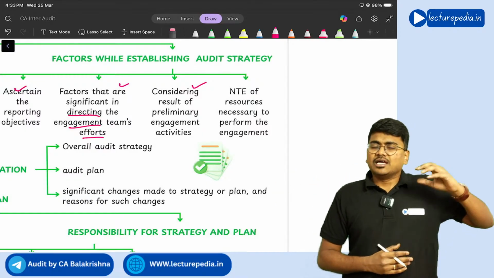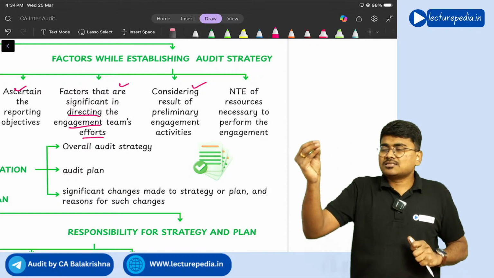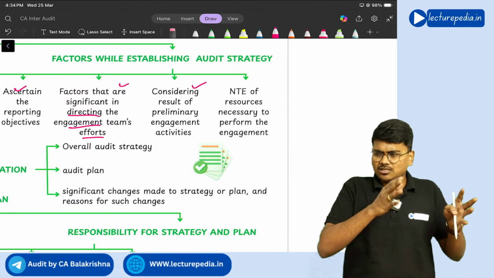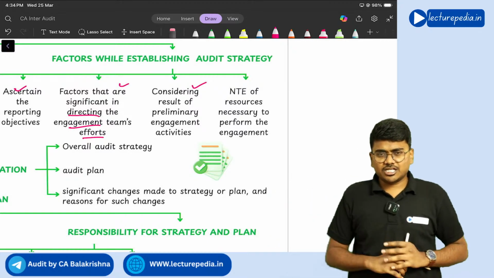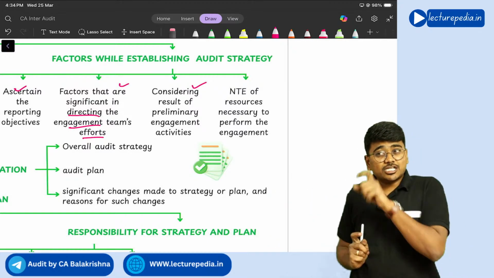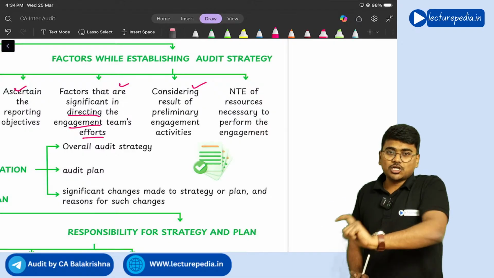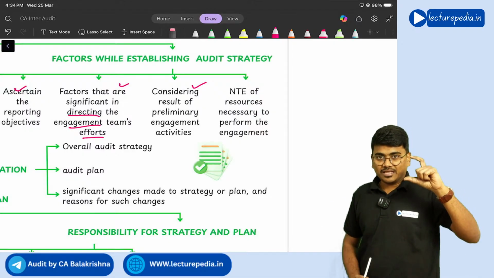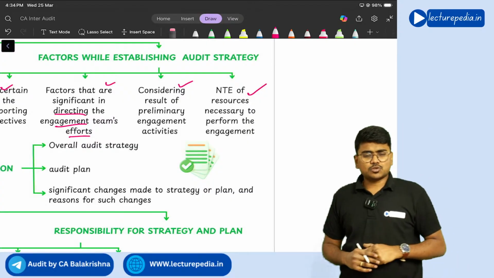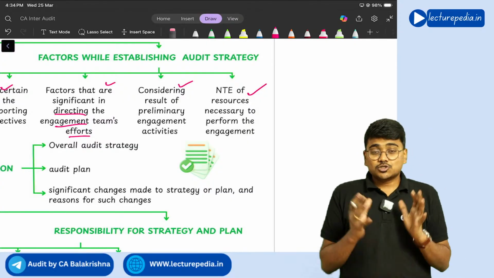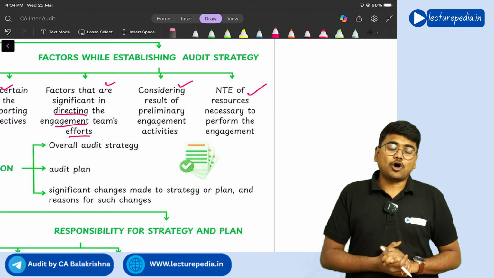Like, let's say for example, in your preliminary engagement activities, you got to know that management has done some fraudulent activities in the past, and even though management has committed some fraudulent activities in the past, you have accepted the engagement. Now, since you have accepted the engagement, knowing that management has committed some frauds, you should be very much careful in doing the audit. So, this factor you should consider while developing the audit strategy. Understanding? Yes, sir. Next, nature, timing, extent of resources necessary for performing the engagement. So, all these are the 5 factors that you need to consider for developing an overall audit strategy.